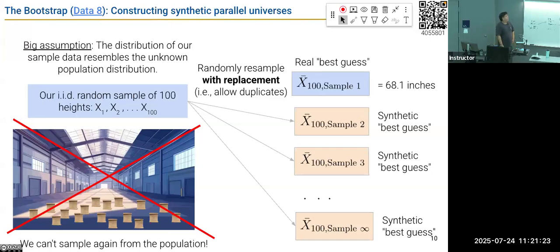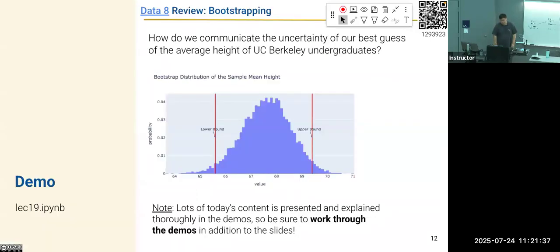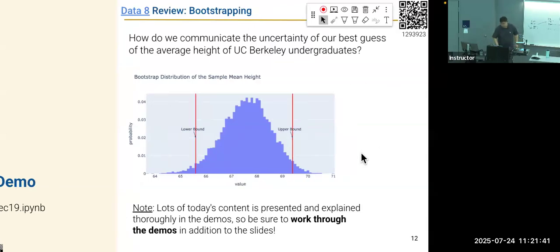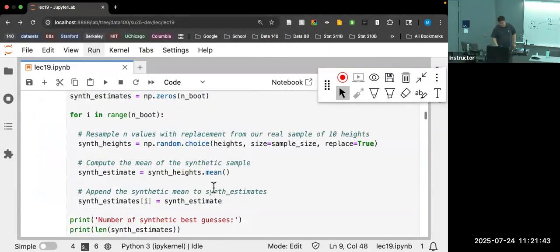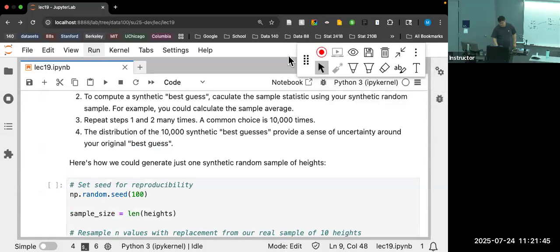And again, all of these are done with replacement. So you're allowed duplicates. You're allowed the same observation to be included in a sample many times. Okay. So let's look at an example. So here, let's go to the demo.